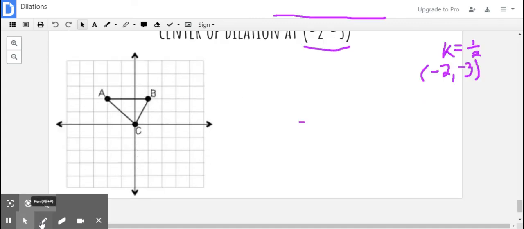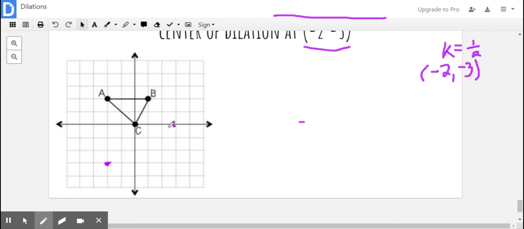So we want to plot in that same color what our center of dilation is going to be. So -2, -3 is right there. So we have our plotted point at -2, -3, and we need to be multiplying by 1/2 to get to each of these points.